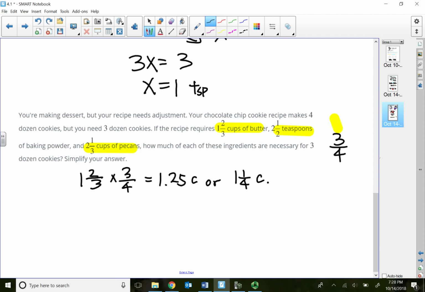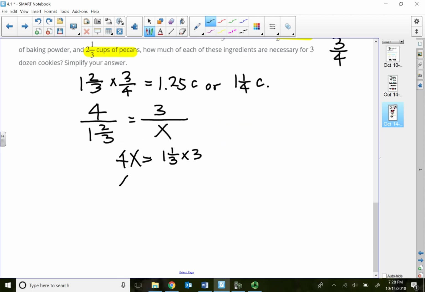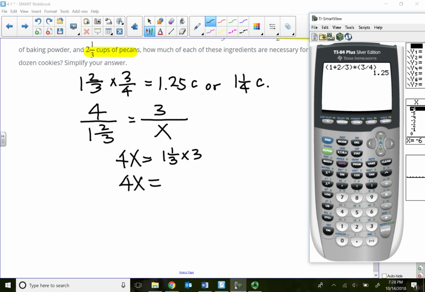Now, same thing if I set it up as a proportion: 4 dozen cookies for 1 2/3 cups, set equal to 3 dozen cookies for x cups of butter. The 4 and 3 are the dozens of cookies, and the denominators represent the cups of butter. If I use the cross product, 4 times x is 4x, set equal to 1 and 2/3 times 3. So let's see what 1 and 2/3 times 3 is. Parenthesis 1 plus 1 divided by 3, close it, times 3. So that's 4.